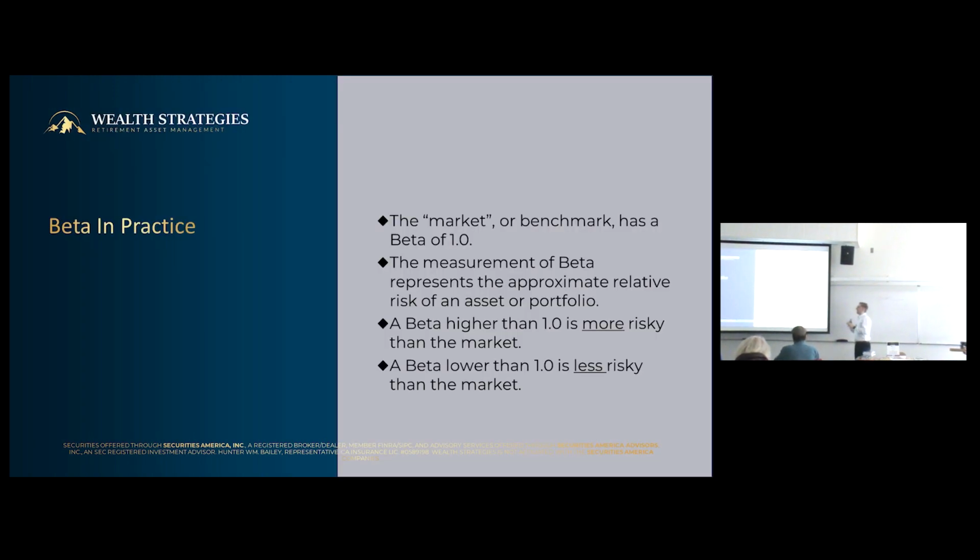So, beta in practice. Now that we kind of know what beta is, how we got to calculating it, and what it represents, we'll remind you of a couple different things. The market or the benchmark, we're assuming the S&P 500, has a beta of 1.0. The measurement of beta represents the approximate relative risk of an asset or portfolio.